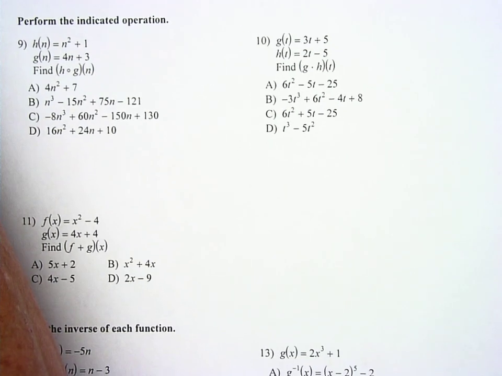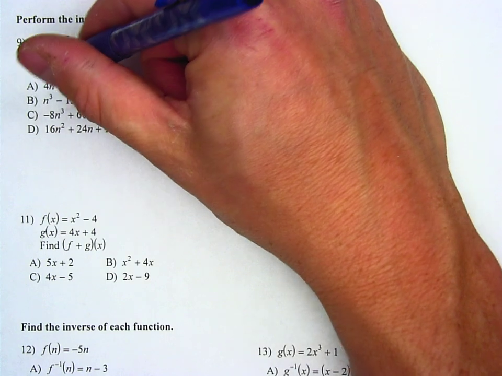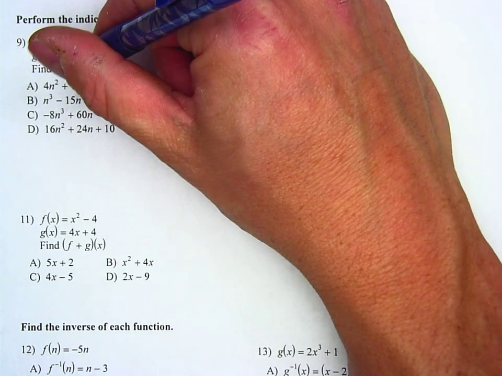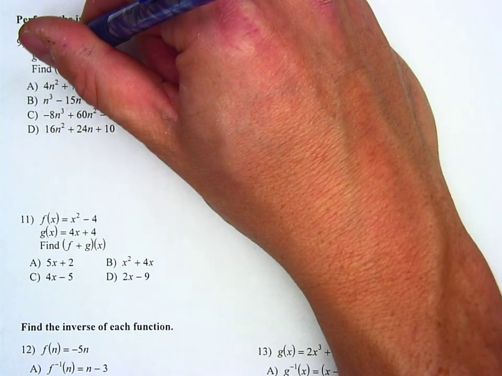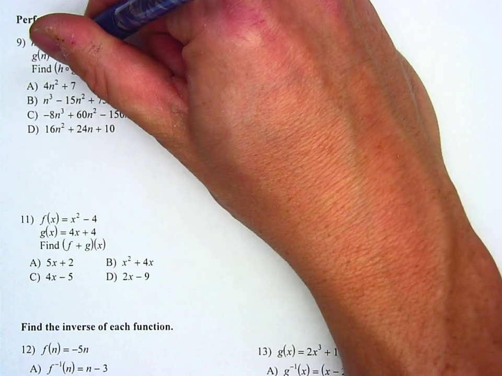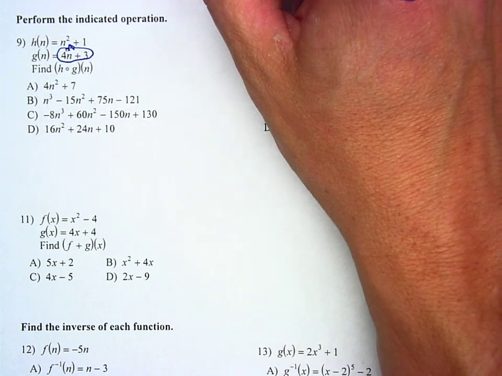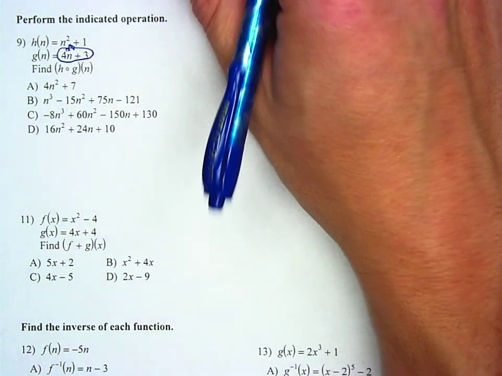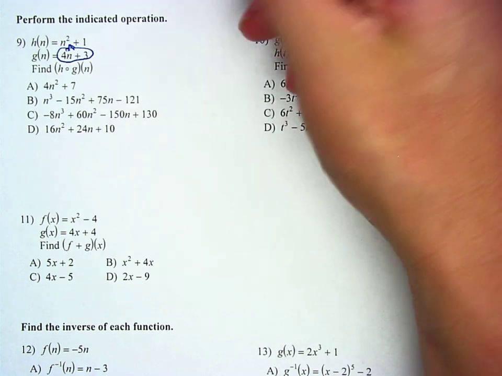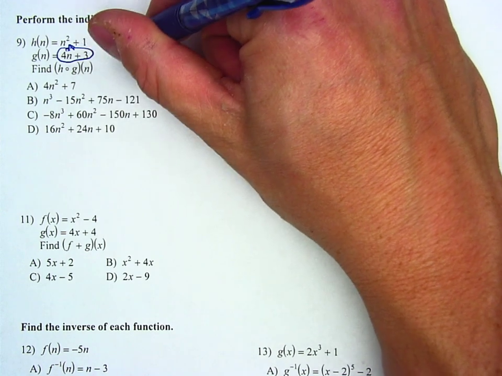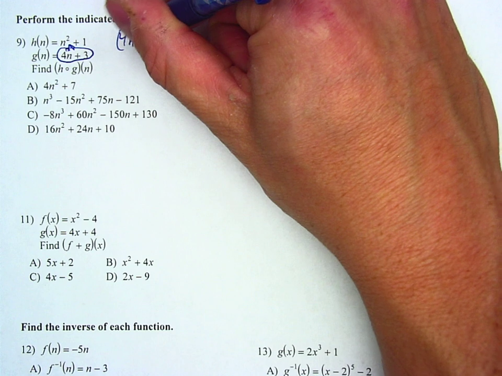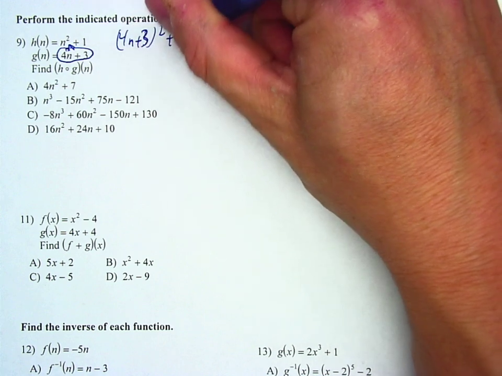Combination functions. So find h of g of n. We're going to put g of n in for n on h of n. So g of n goes into h of n, not the other way around here. So we have here 4n plus 3 quantity squared plus 1.